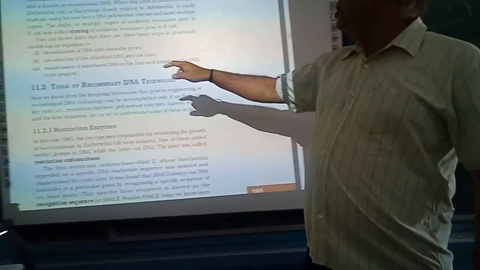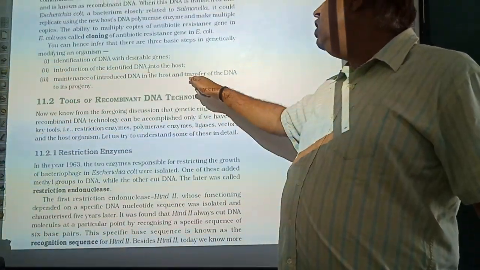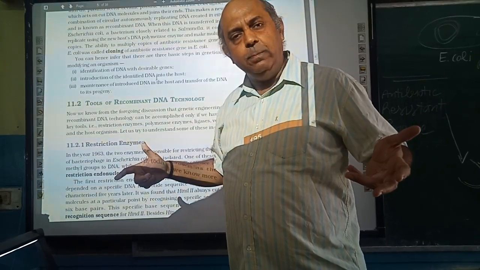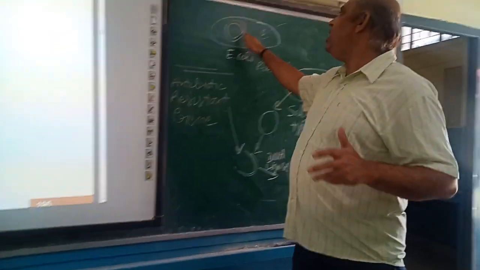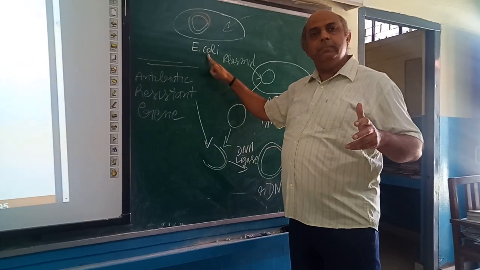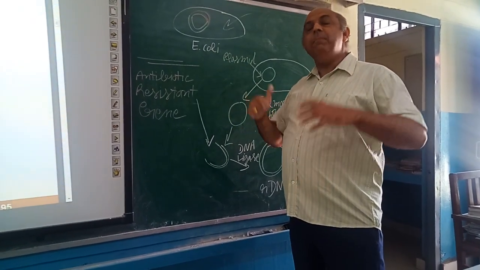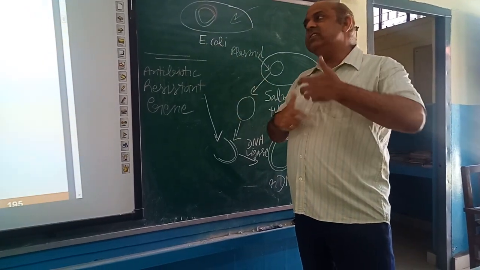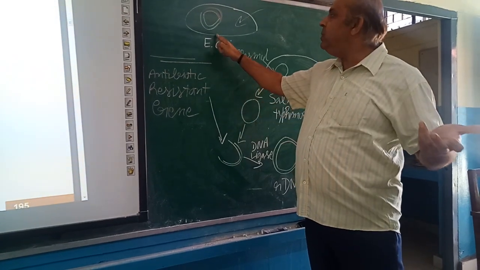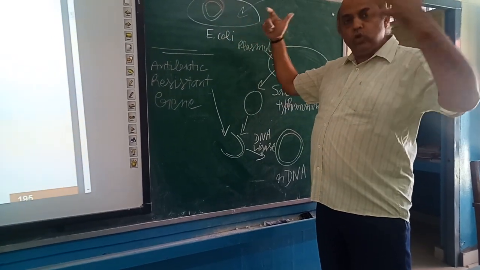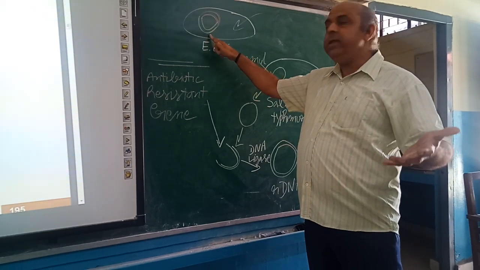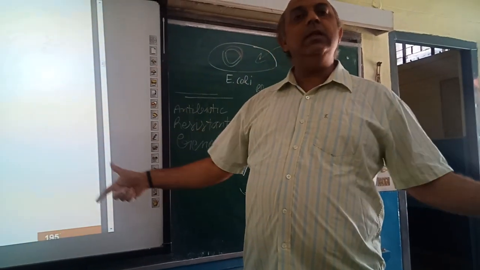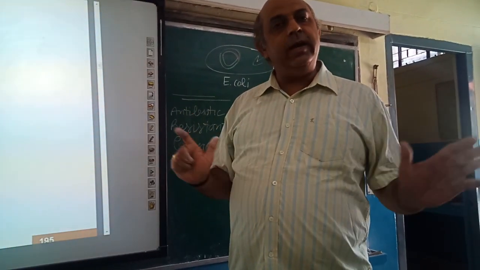The third step is maintenance of the introduced DNA in the host and transfer of the DNA to its progeny. This happens automatically. Whenever a recombinant DNA is transferred into a bacteria, it stays there. It multiplies by using the DNA polymerase enzyme of the host and creates a number of copies. And when this bacteria divides into two bacteria, the recombinant DNA will also divide automatically, so that each bacteria will receive one recombinant DNA each.